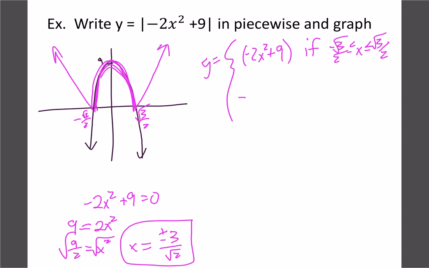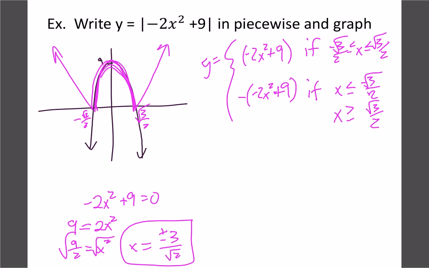And our negative version of the graph, in this case, will be the arms. So that's going to be where x is less than negative root 3 over 2, and where x is bigger than positive root 3 over 2. And that's it.